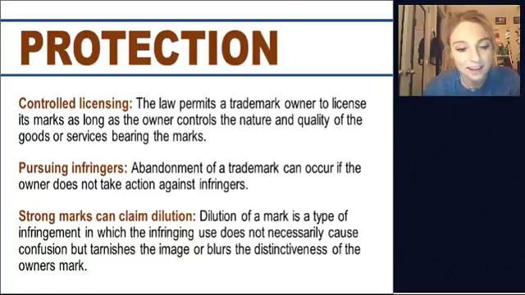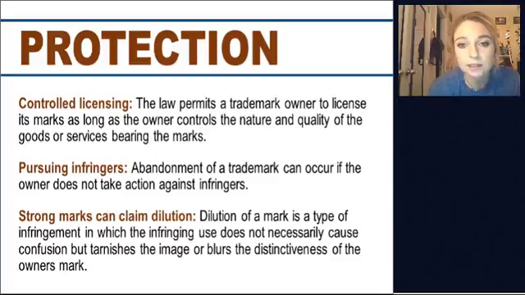More on protection. So these were listed in an article of Trademark Legal Basics, so I thought it would be good to have some definitions put in here. So controlled licensing: the law permits a trademark owner to license its mark as long as the owner controls the nature and quality of the goods or services bearing the marks.